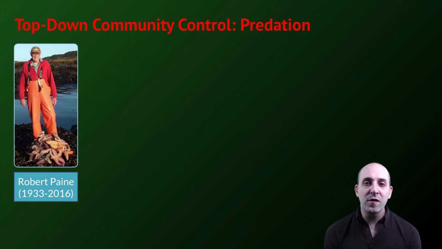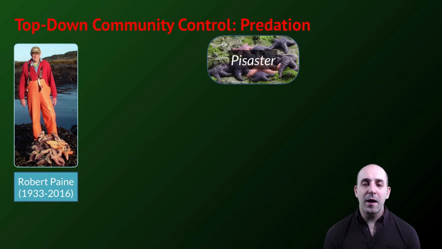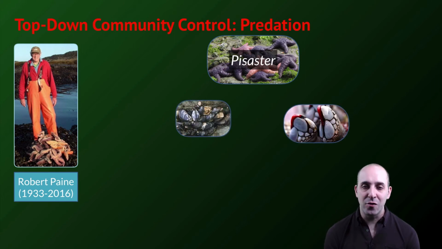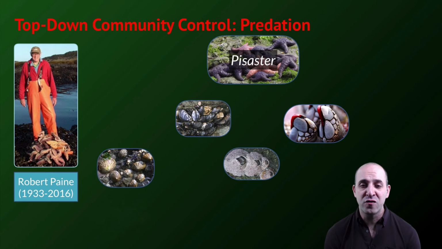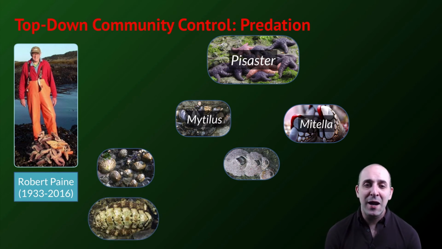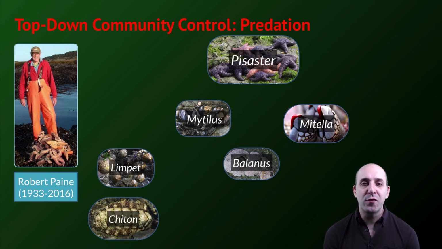We'll start by looking at work that was done by Robert Payne in the 1960s in a coastal marine ecosystem of the Pacific Northwest. Payne was looking at an ecosystem where the top predator was a sea star known as Pisaster. That sea star was a pretty voracious predator, and in the ecosystem that Payne began to study, it had multiple different organisms that it could eat. All of these different organisms were all preyed upon by the Pisaster sea star.